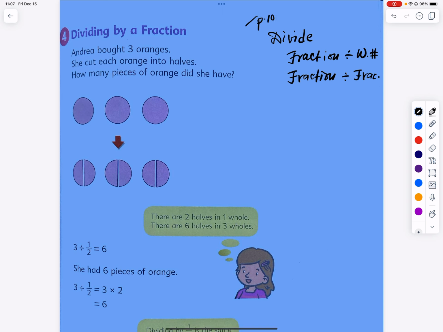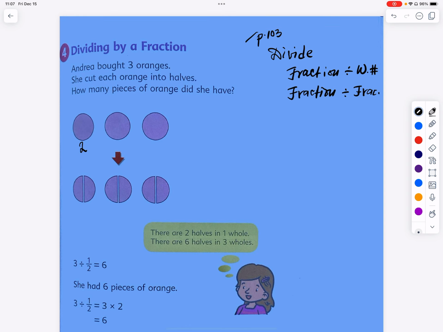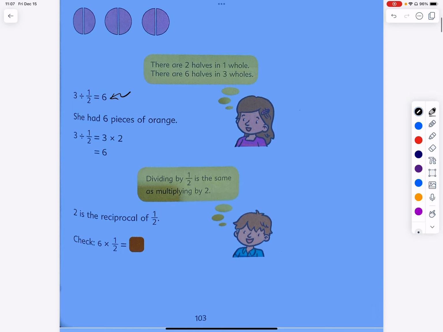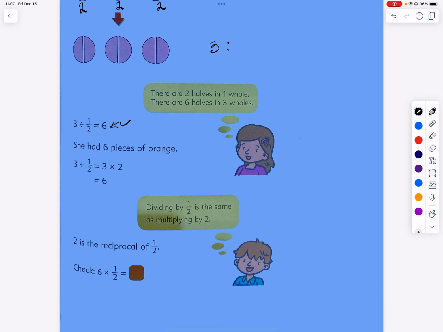Andrea bought 3 oranges. She cut each orange into halves. How many pieces of orange does she have now? Of course, there are 2 halves in one, there are 2 halves in another one, and there are 2 halves in the third one. Altogether, Andrea created 6 halves. In the language of mathematics, we would say 3 oranges divided into halves.